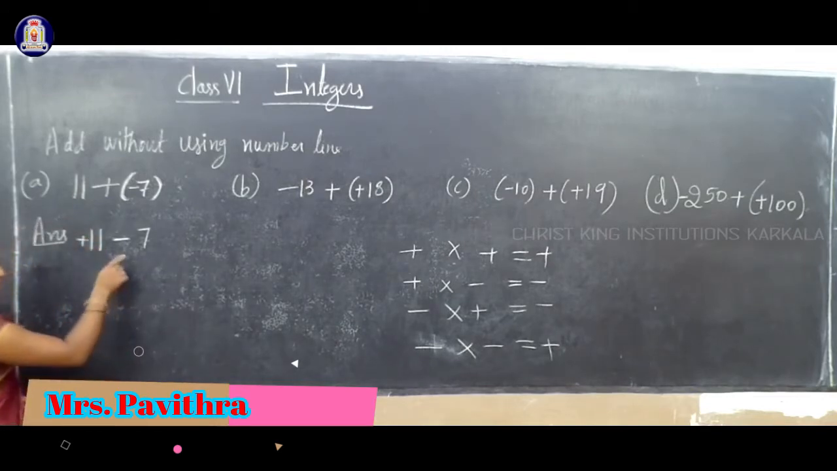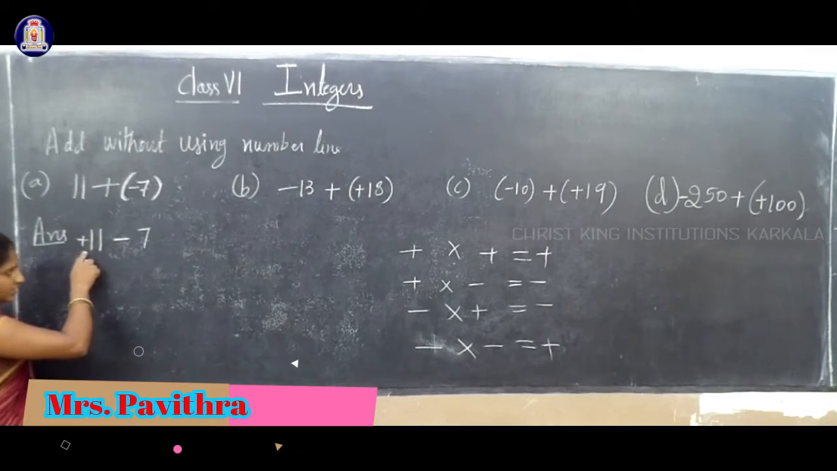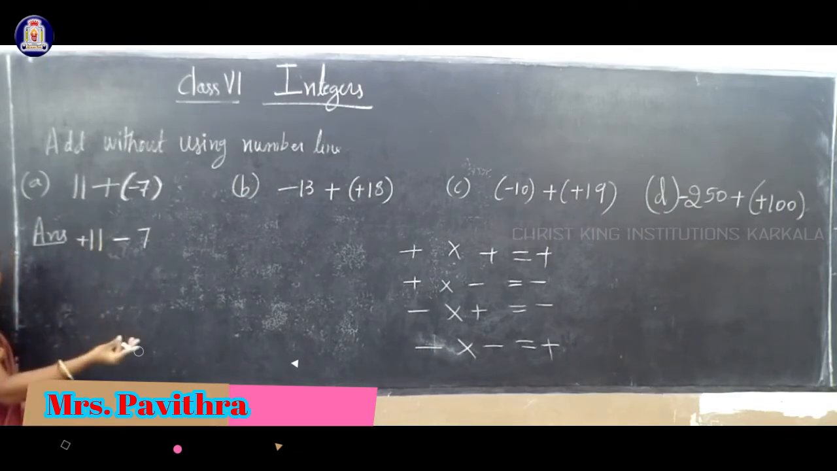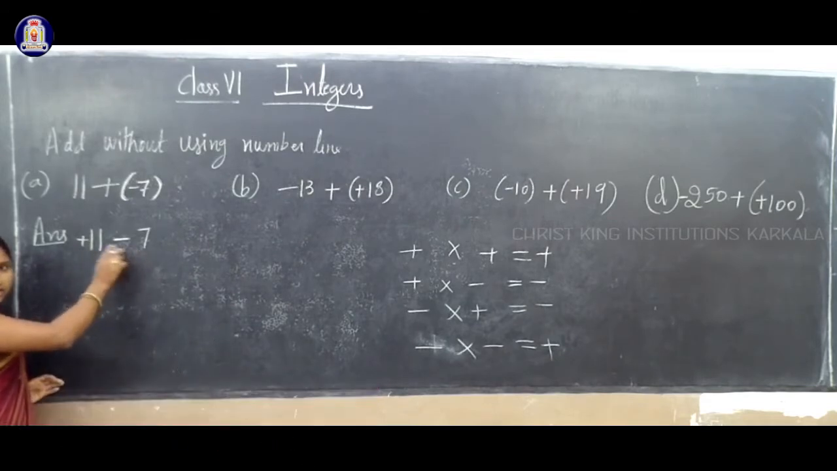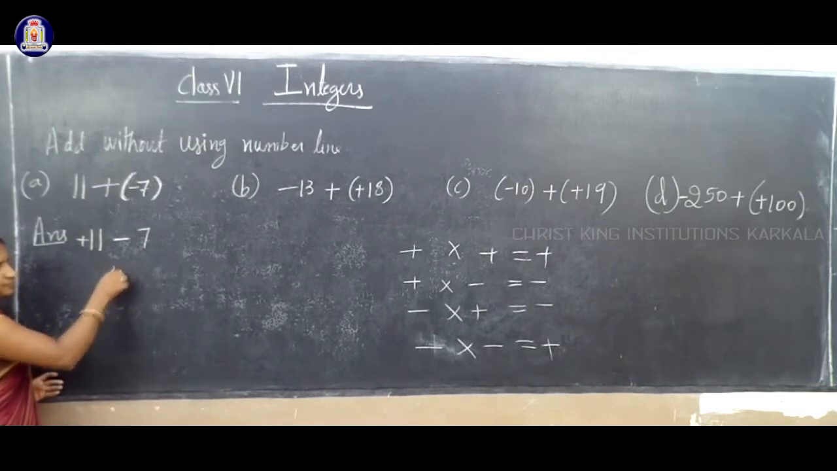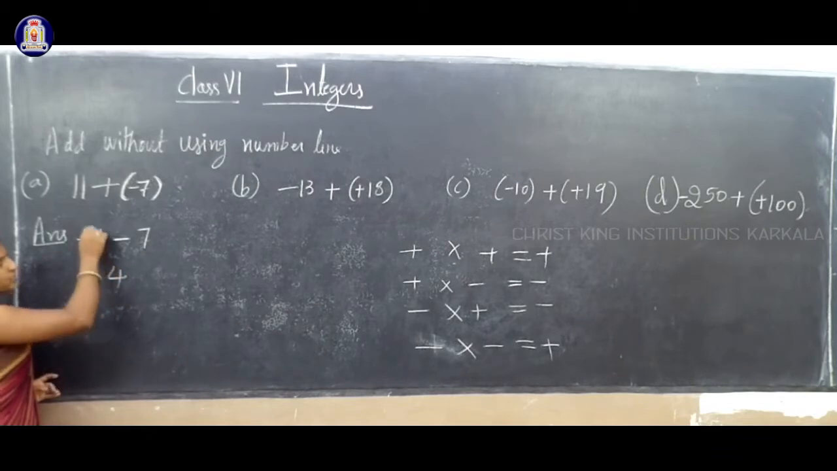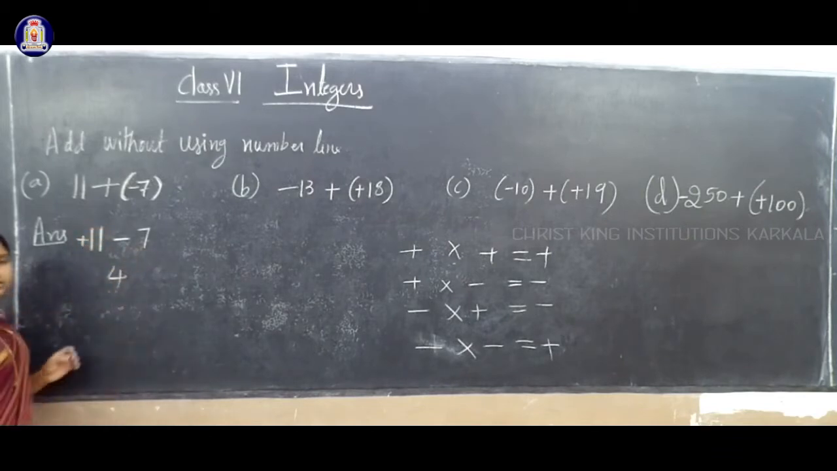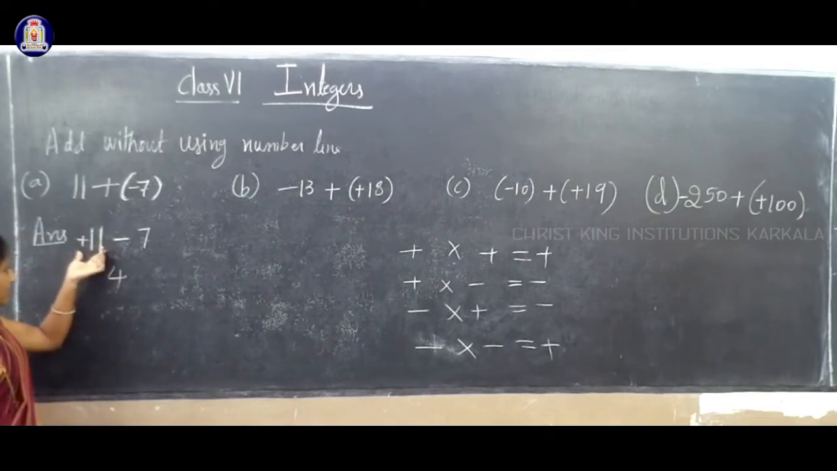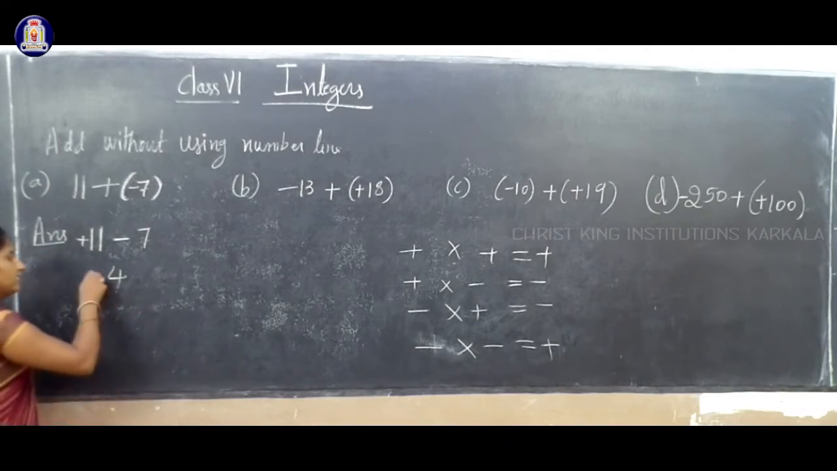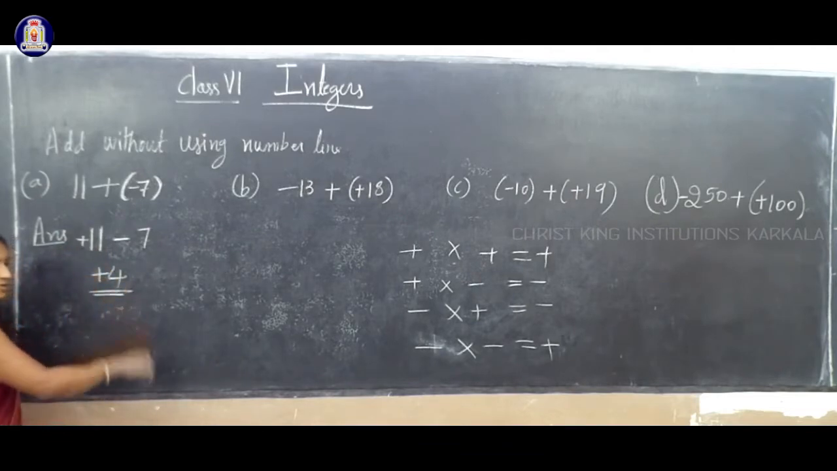Plus 11 minus 7. Different signs, plus and minus. You know, different signs means subtraction. How to subtract? So what is 11 minus 7? 11 minus 7 is 4, correct? Yes. So which is the greater number here, 11 or 7? 11 is greater, isn't it? So what is the sign of 11? That is a plus. So the right answer is plus 4.